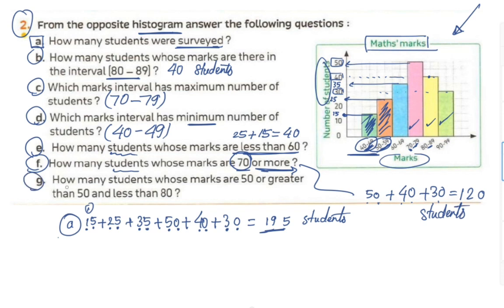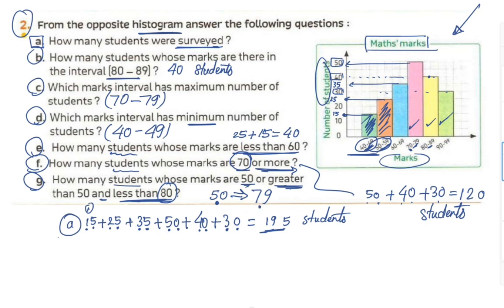Last point. How many students whose marks are 50 or greater than 50, but not less than 80? That means 50 and greater. So I will start from 50, go up to what? To the end? No. To 80. Less than 80, that means 79. So I will start from the interval starting with 50 and the end interval 79.